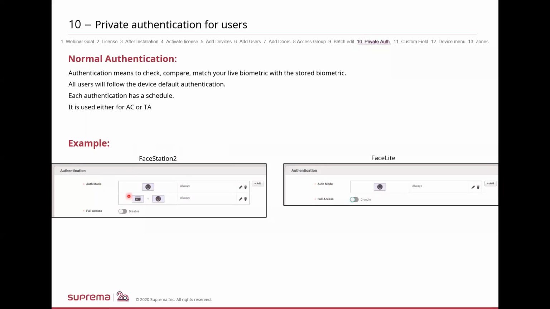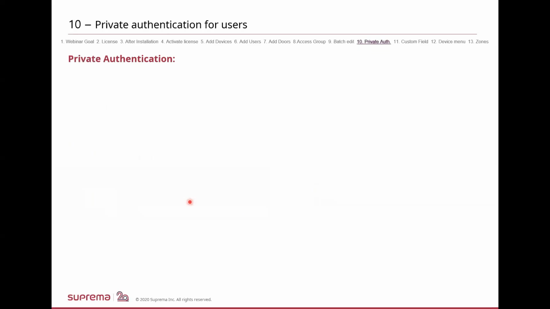However, if you show the card to the Face Station 2, it will ask to show your face. Why is it asking to show my face? Because you set the default authentication of the device to be card plus face, not only card. So when you show a card, it will ask for a face. If you delete the face, then it will work. So this is what we call normal authentication.